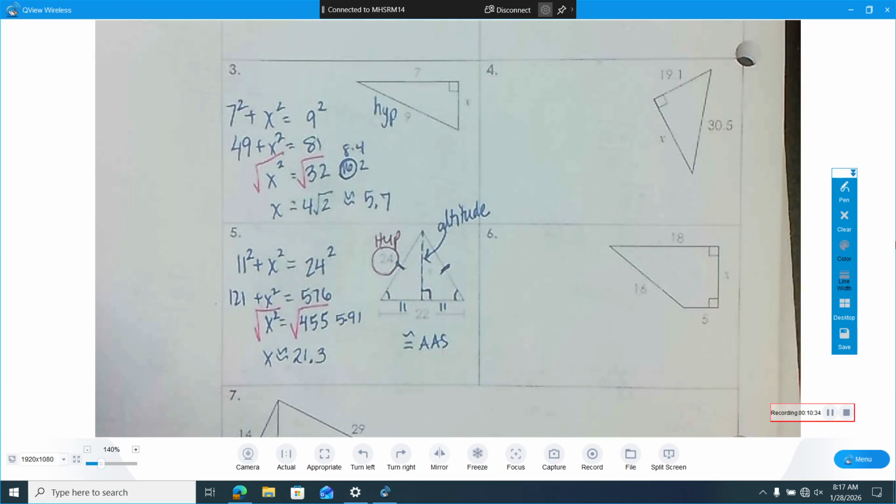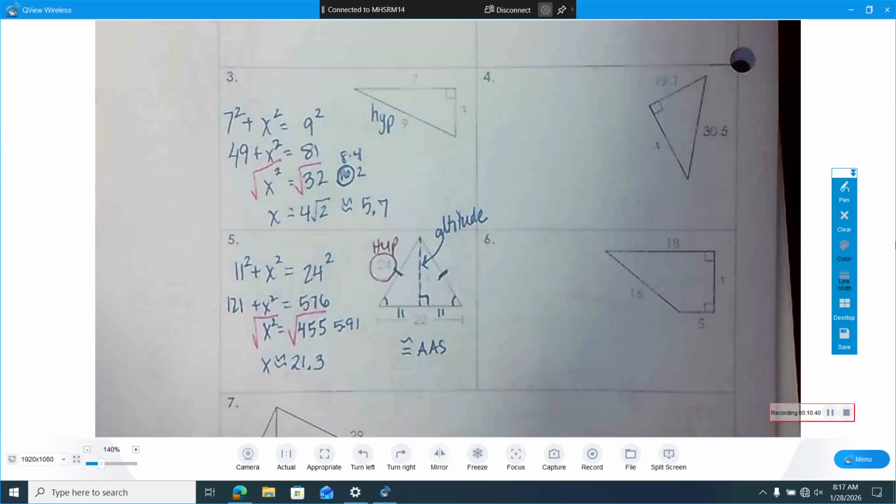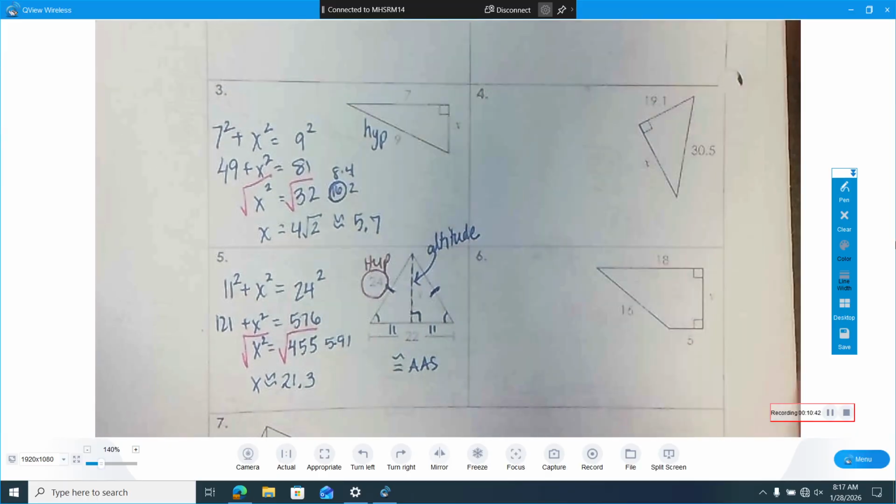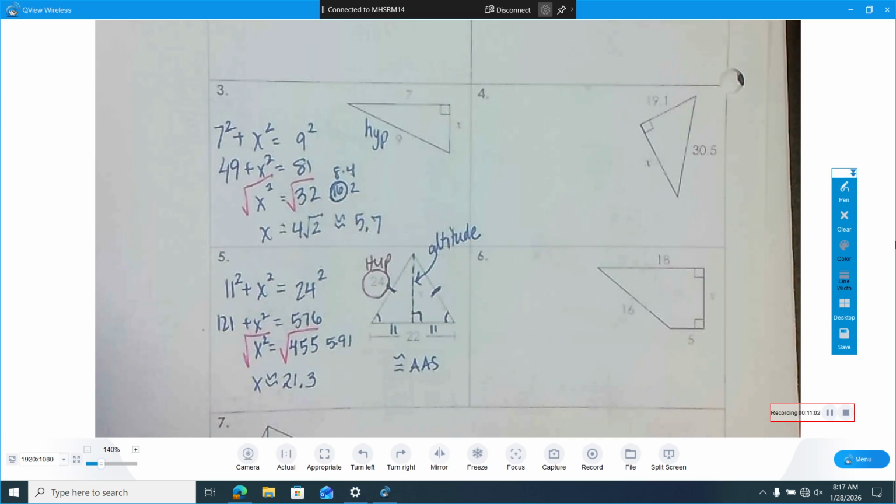Number 6. Again, we're trying to figure out the height here of this sort of trapezoidal figure. Any thoughts on how to do that? Well, where's the hypotenuse? Is there a right triangle? Do we see a right triangle somewhere? No, not really. It's a 4-sided figure. Can we make a right triangle somewhere? Yeah, you think? Where should we do that?